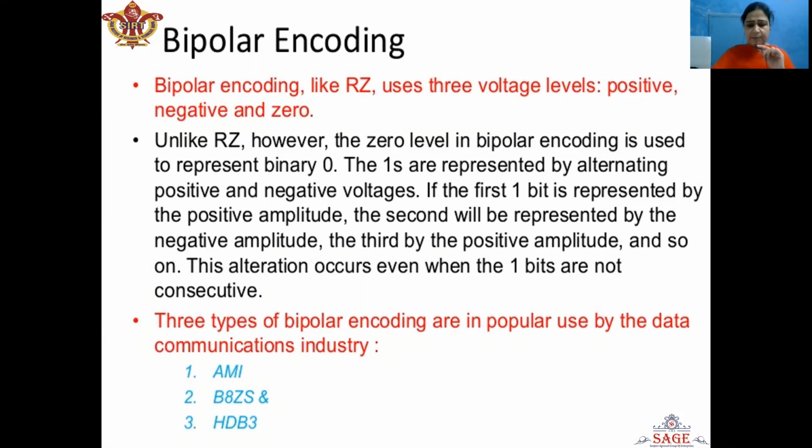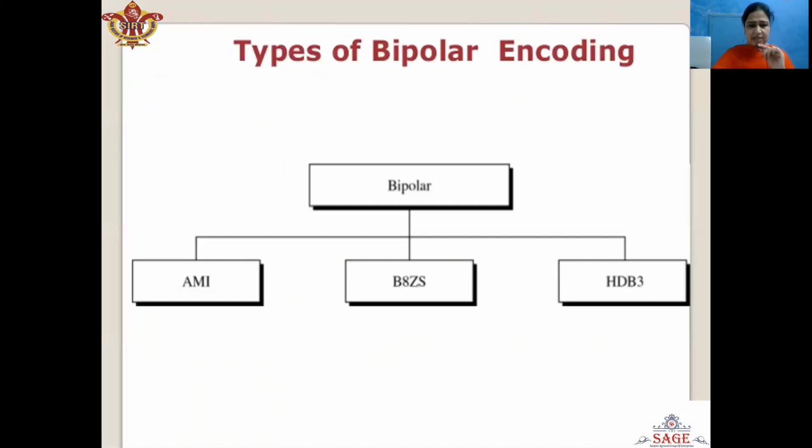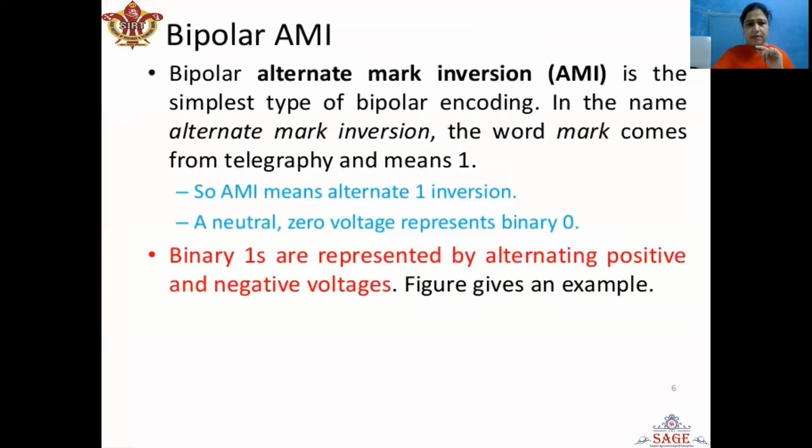Now, this bipolar encoding method is categorized into three types: AMI, B8ZS, and HDB3. Now, in my further lecture, I will be discussing all three methods in detail. First, I will take bipolar AMI method, which is bipolar alternate mark inversion. It is the simplest type of bipolar encoding.